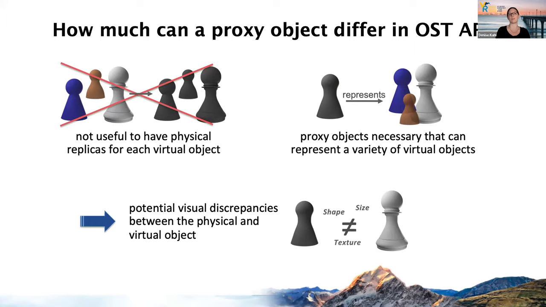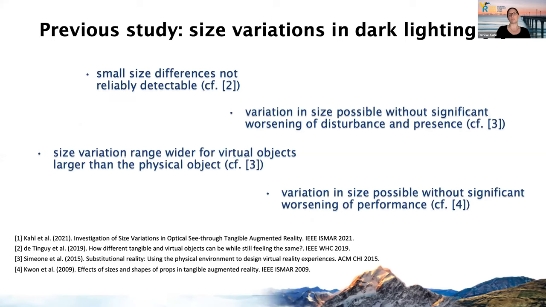Therefore, physical props need to be identified that are suitable for multiple use cases and can represent a large number of virtual objects. However, this would result in potential visual discrepancies between the physical and virtual object, for example, regarding shape, size, and texture. In a previous study, we investigated to what extent a physical prop can differ in size from its virtual counterpart. The study took place in a darkened and only dimly lit room, and we used white virtual overlays, which had maximum opacity so that the physical objects behind were nearly not visible.